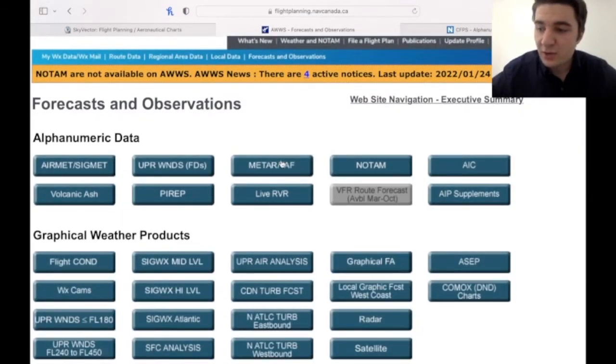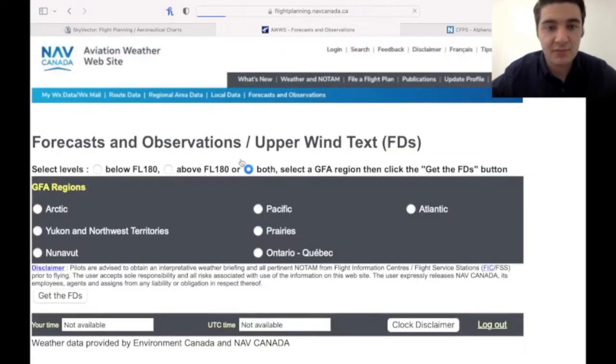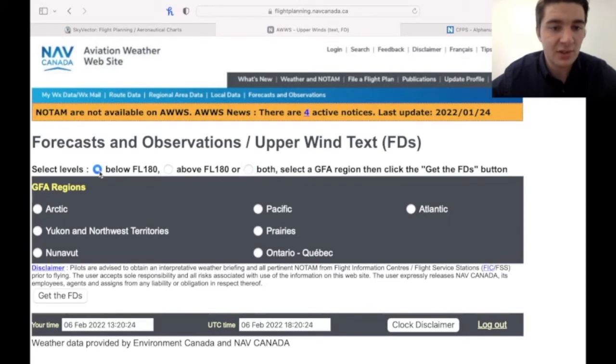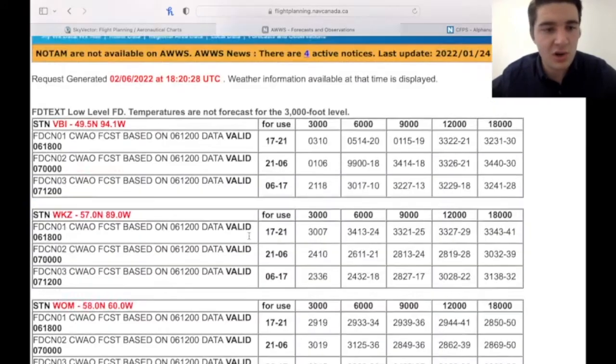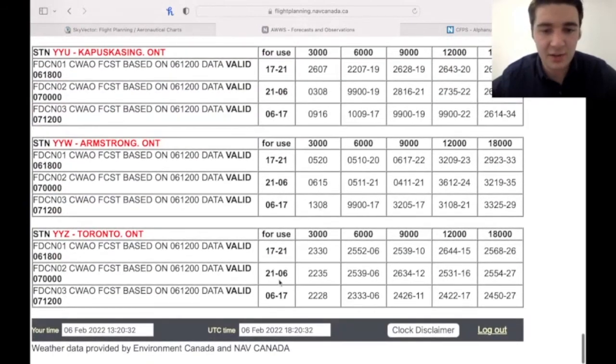Next, we are going to look at the upper winds. Expecting strong upper winds with the low-level jet. So we'll go below flight level 180 for the Ontario, Quebec. And Toronto is going to be the closest one down here right at the bottom. So these were valid today at 18. They're for use from 17 to 21, which is where we're flying. From 3,000, 230 at 30, 6,000, 250 at 52 knots.